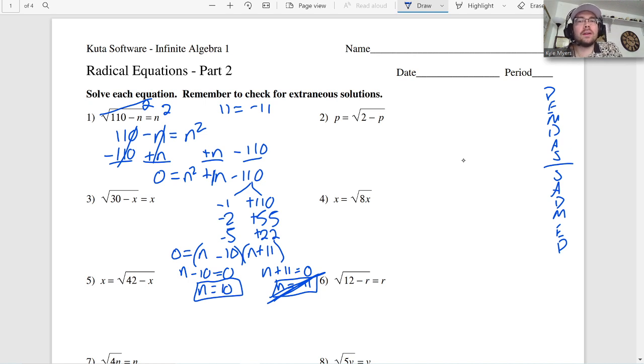So let's go ahead and move on to number 2. We're going to start off the same exact way as number 1. Square both sides. So p squared equals 2 minus p. The square root and the square cancel. Okay, I want to move everything on one side. So I'm actually going to do, I got p squared. And what I like to do is I like to move everything to the side that has the positive squared term.